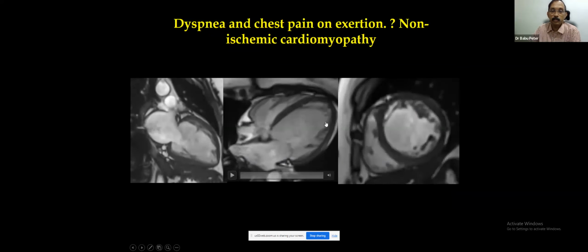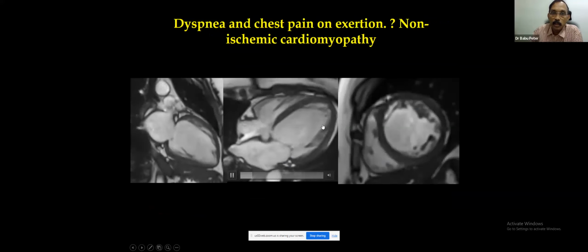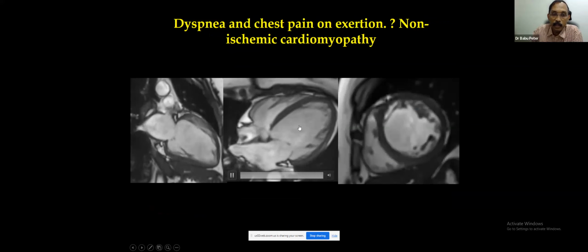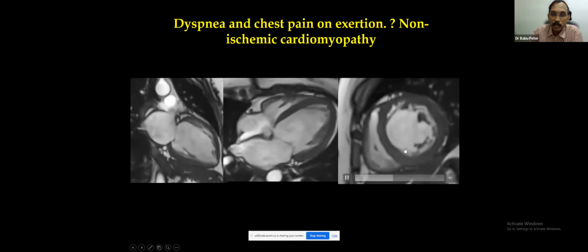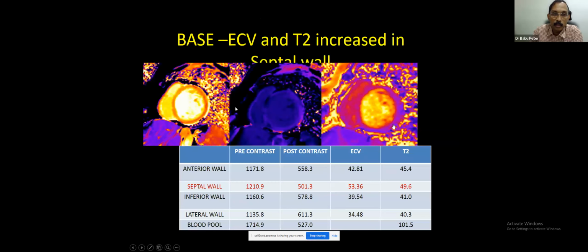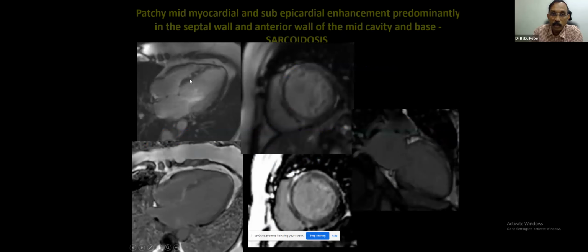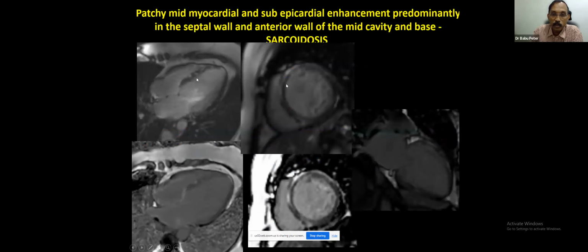This was another patient presenting with dyspnea and chest pain and referred as non-ischemic cardiomyopathy. Again, a relatively dilated left ventricle with global hypokinesia is noted. T1 relaxation values were relatively increased within the septum, and the ECV values were significantly increased in this patient. Late gadolinium enhancement revealed patchy mid-myocardial enhancement involving predominantly the septum, and this was a patient with sarcoidosis.